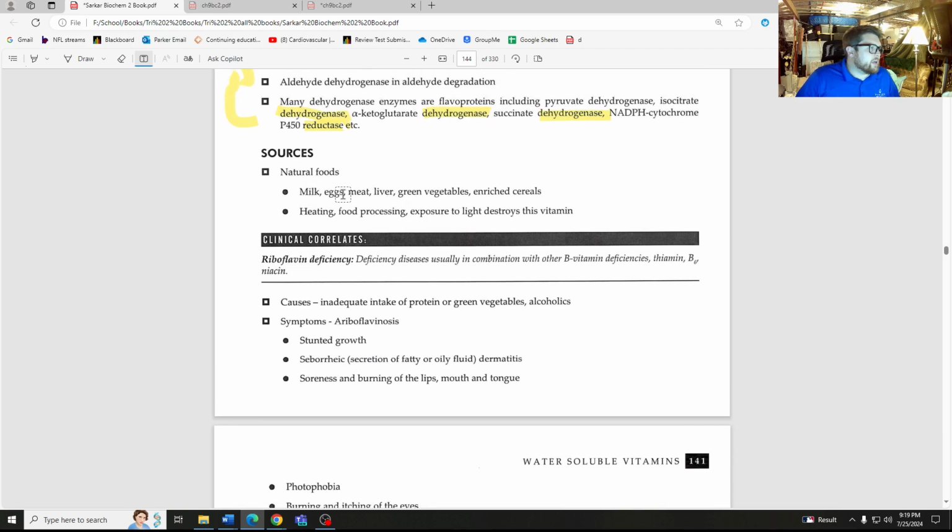So the foods: milk, eggs, meat, liver, green vegetables, and cereals. Heating, food processing, and exposure to light destroy this vitamin. Most of your B vitamins, a lot of them are going to come from animal products. So keep that in mind. Animal products and then enriched grains are most common.